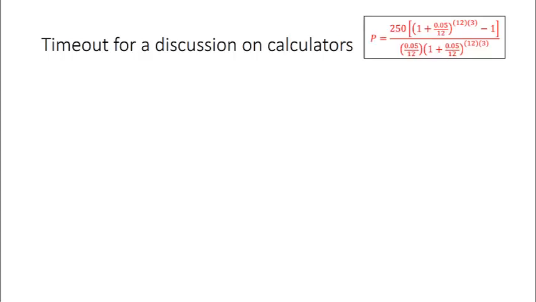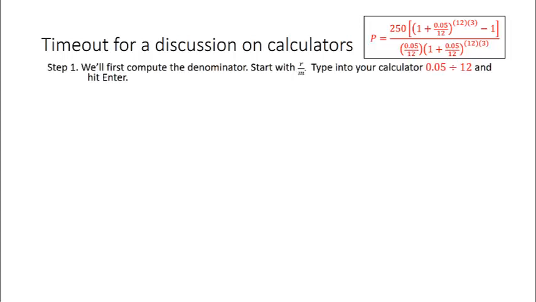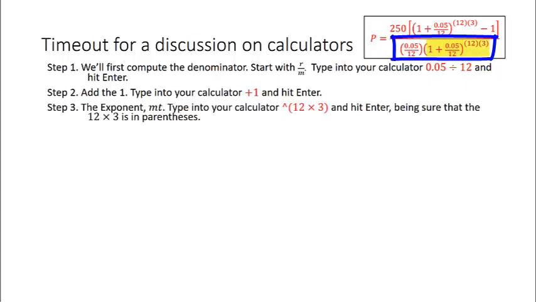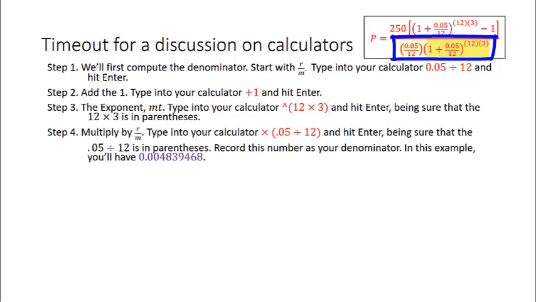Here's the formula that we had in the previous example. And this is by far our most complicated formula. As we did previously, we'll start by computing the denominator. So R over M. Type into your calculator 0.05 divided by 12 and hit enter. Add the 1. Now take care of the exponent, the MT. Multiply by R over M. And record this number as your denominator.